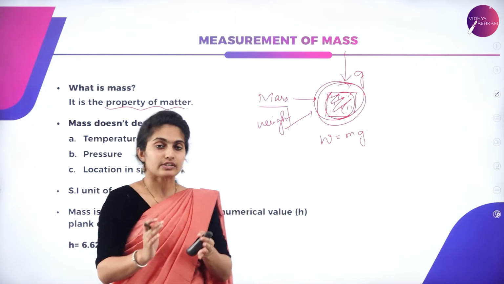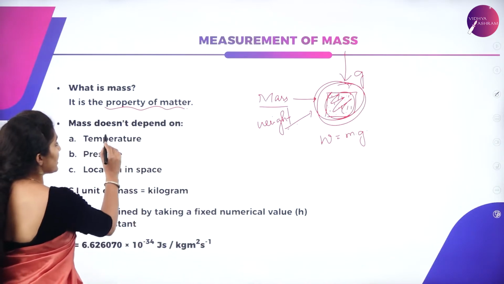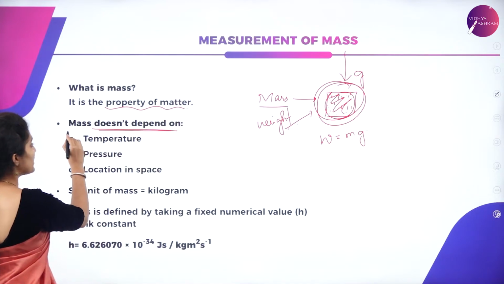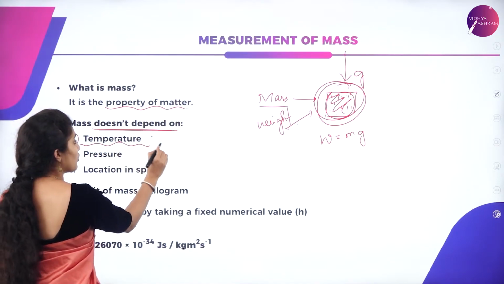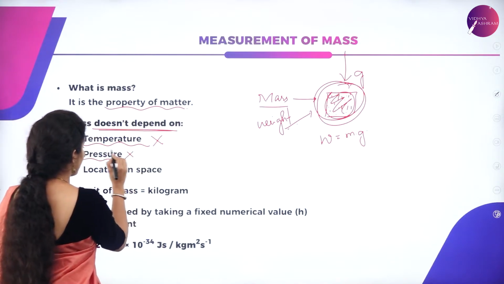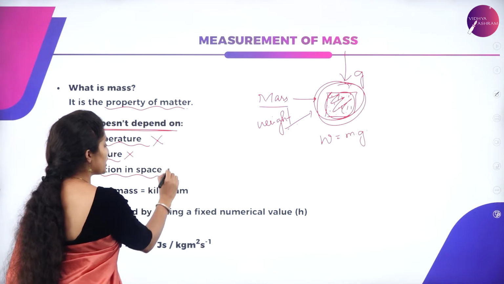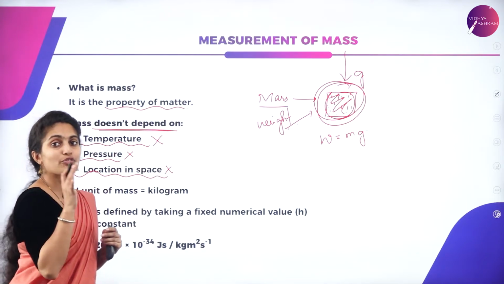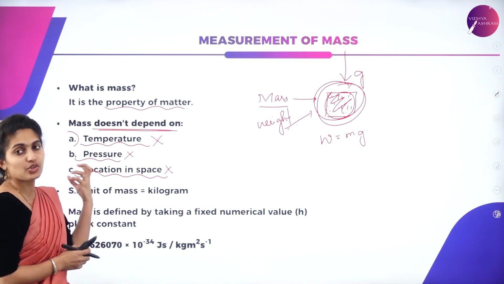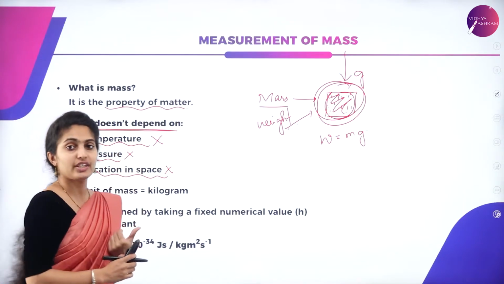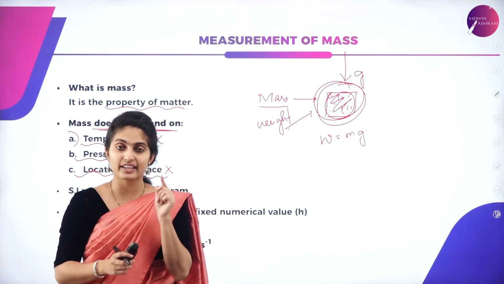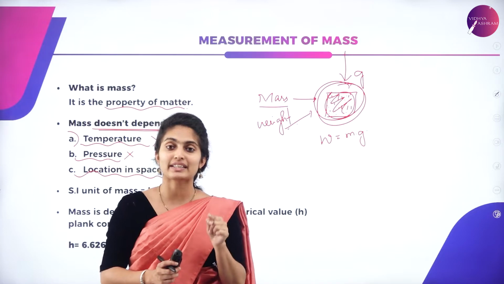Okay, so now you can consider that mass does not depend on certain quantities. One is temperature. It never depends on the temperature. And mass doesn't depend on the pressure. Mass doesn't depend on the location in space. But in case of your weight, it depends on these things, temperature, pressure, as well as location in space, because gravitational force is acting over it, and gravitational force is exerted by the Earth.